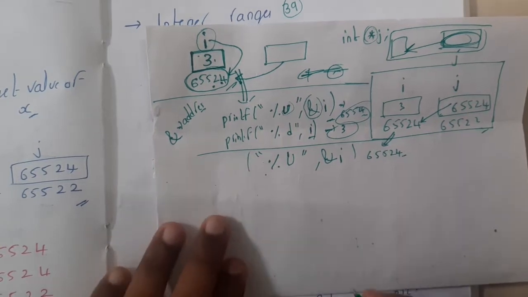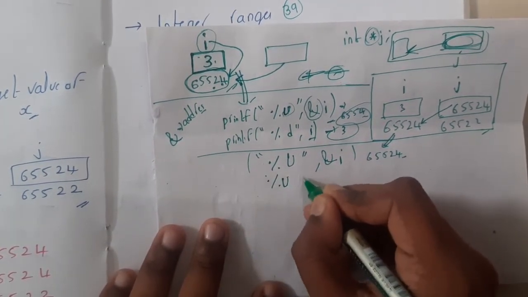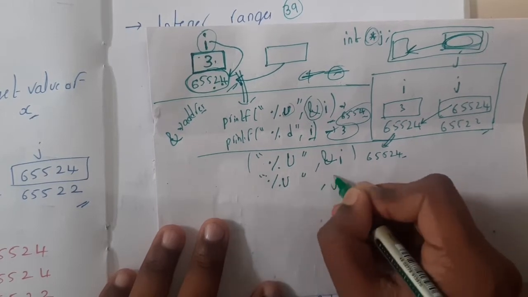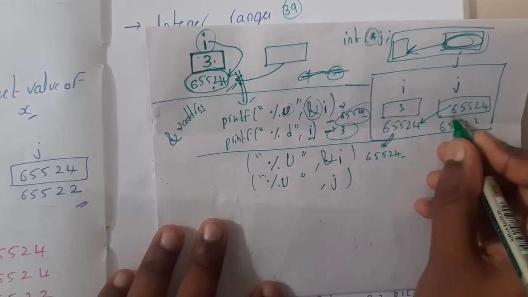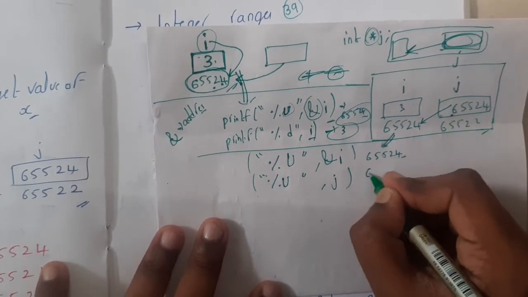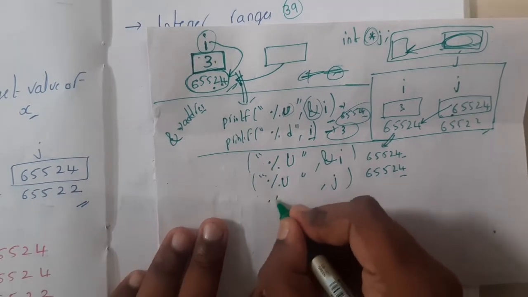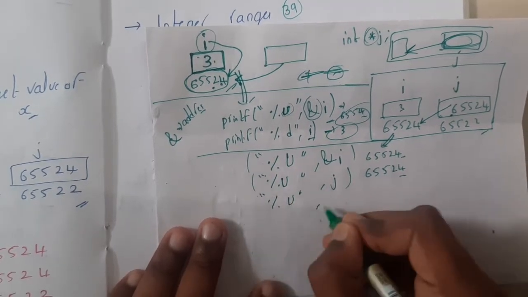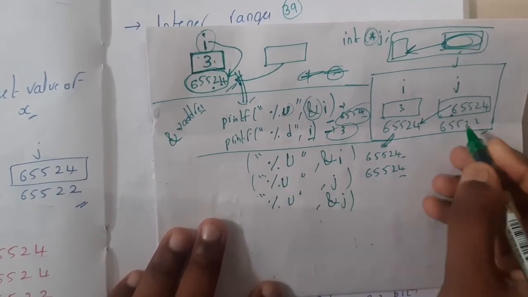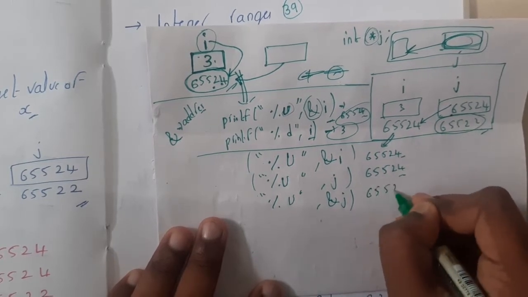Similarly, if you try %u and the value of j, what is inside j, guys? It is nothing but an address, right? That is the reason why j is called a pointer. So it will also print 65524. Similarly, %u, address of j. Where exactly is the address of j? This should print 65522.